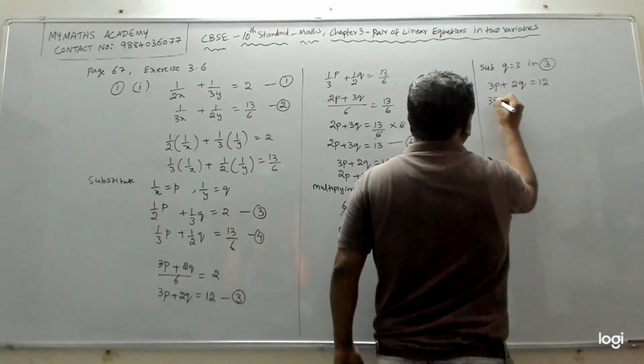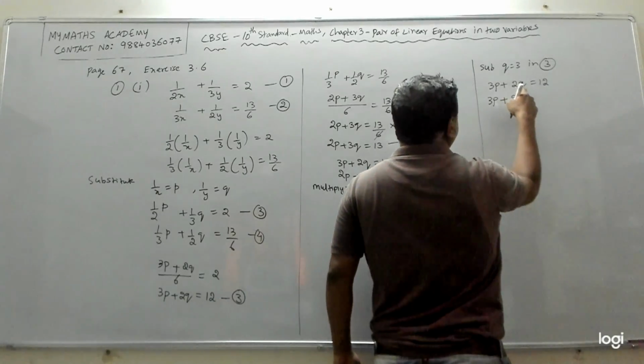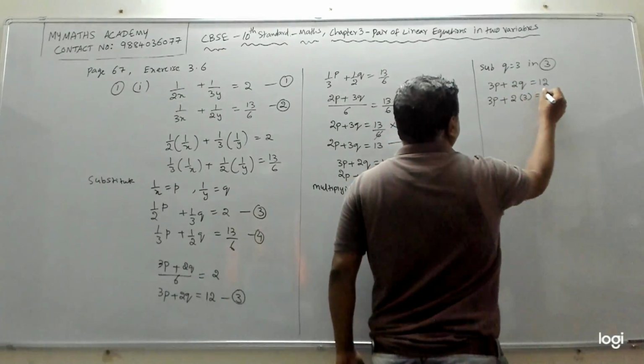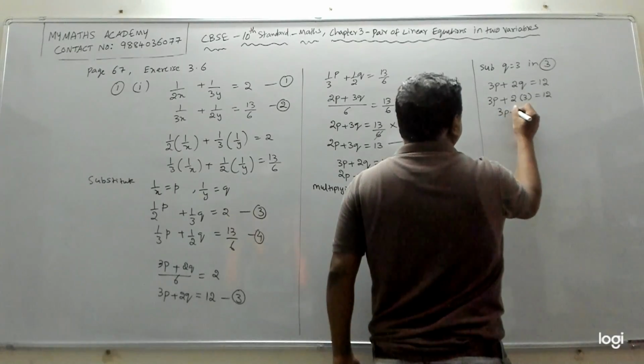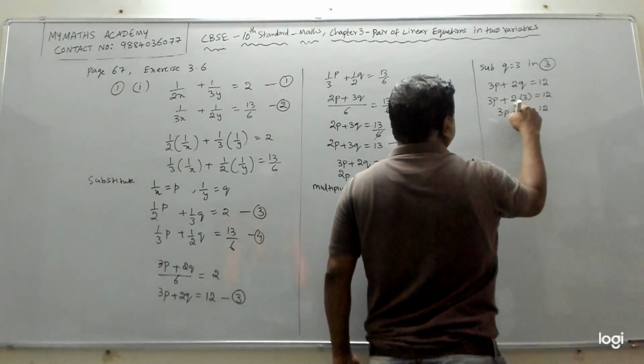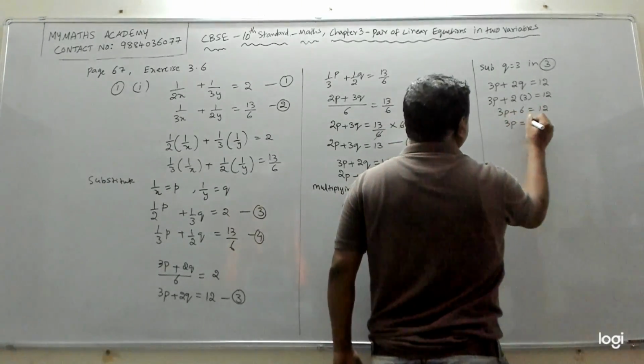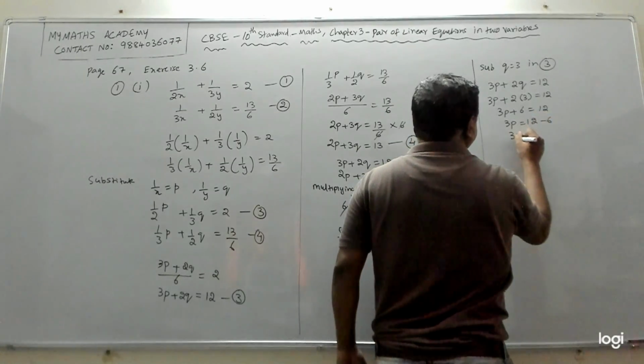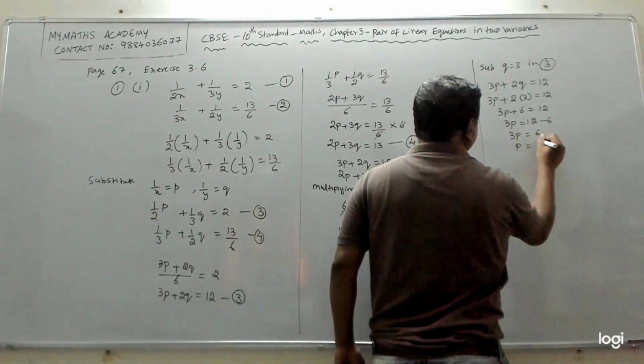Then it becomes 3p plus 2 into q, q is 3, equal to 12. So we get 3p + 6 = 12, since 2 times 3 is 6. 3p is equal to 12 minus 6. 3p equals 6. So p is equal to 6 by 3.